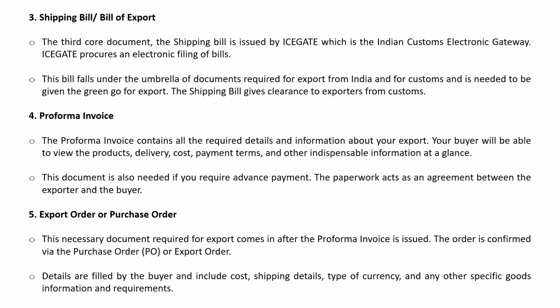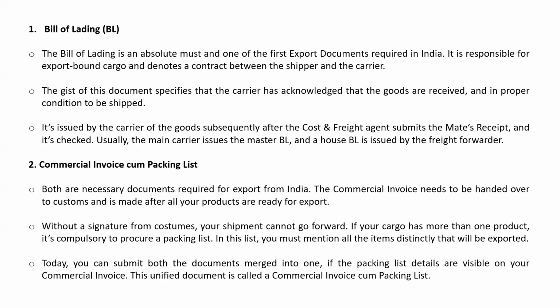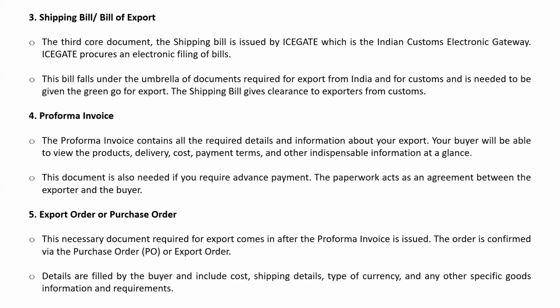The third one is the shipping bill or bill of export. If the products are exported from India, it is issued by ICE Gate, that is Indian Customs Electronic Gateway. So this is generated by the customs officials, the customs department. A copy of this will be attached with the main documents, which are the commercial invoice, packing list, bill of lading, and pro forma invoice.